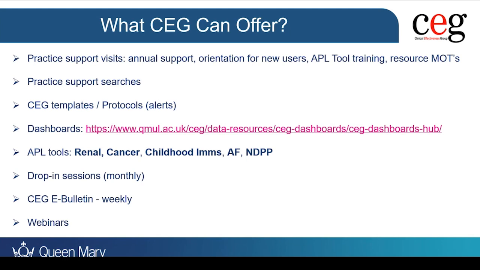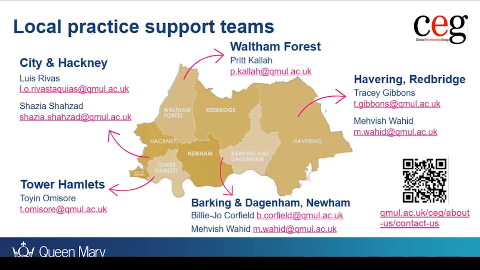So if there is anything here that you are unfamiliar with, please do contact your local facilitator and we will get you sorted out and help you with anything you need. Here is our NEL-wide local support team, but as you can see, you've got me and Mevish for your Havering and Redbridge, and you've got Billy and Mevish for your Barking and Dagenham area as well. There is a QR code on here, so you can scan this and it will also give you that information.